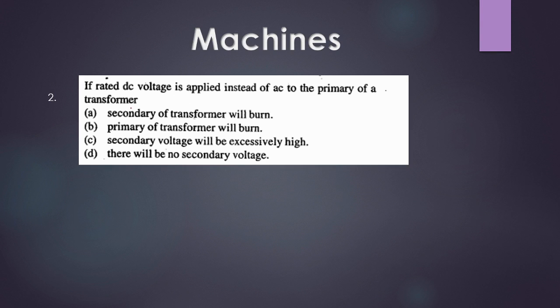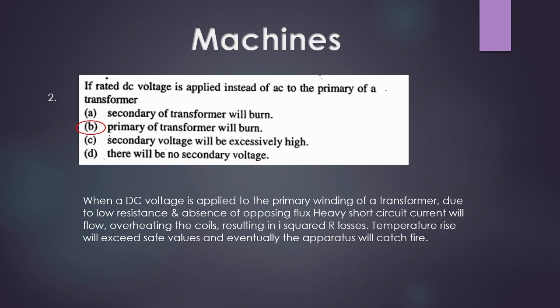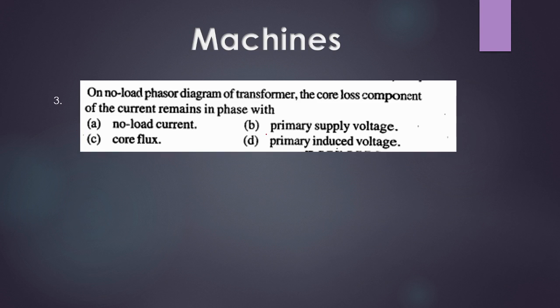So next question, if rated DC voltage is applied instead of AC to the primary of a transformer, then what will happen? These are the options: secondary of transformer will burn, primary of transformer will burn, secondary voltage will be high, there will be no secondary voltage. So let's see what is the answer. Here the answer will be primary of transformer will burn, because as we apply DC to the primary of a transformer, due to low resistance and absence of opposing flux, heavy short circuit current will flow, which will eventually burn the apparatus. So the option will be primary of the transformer will burn.